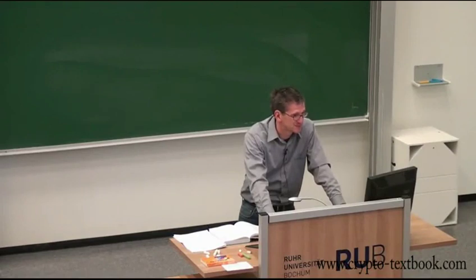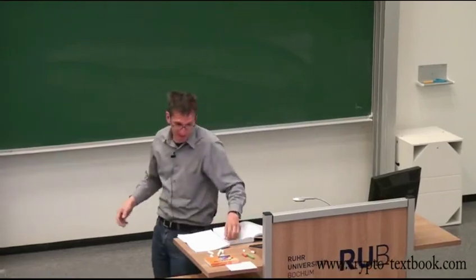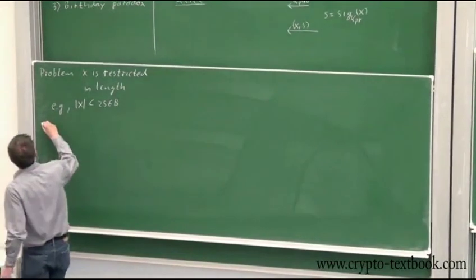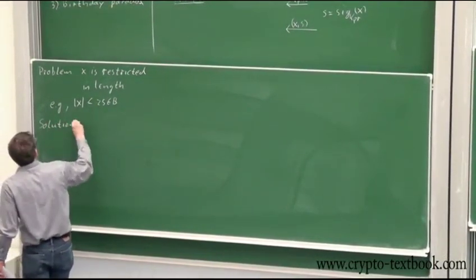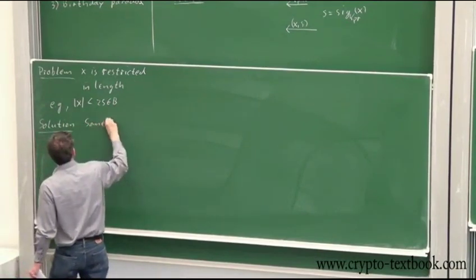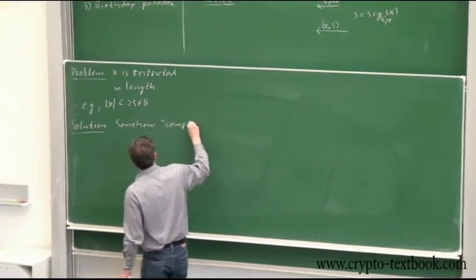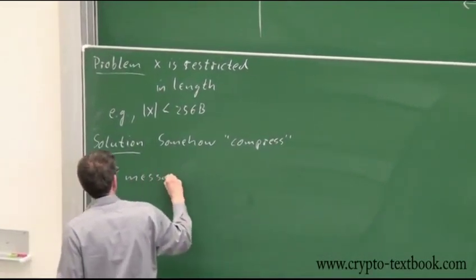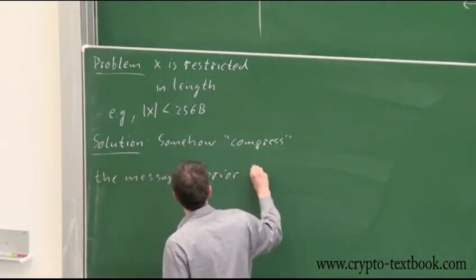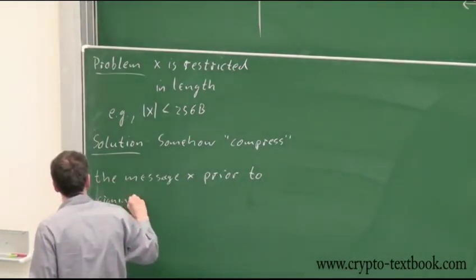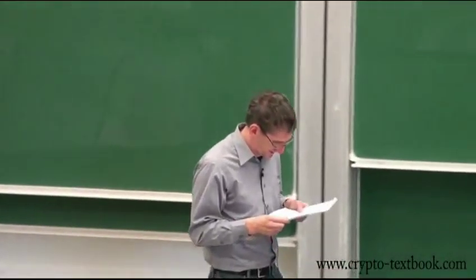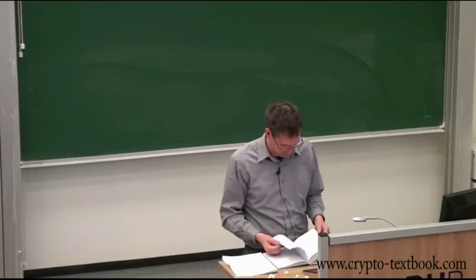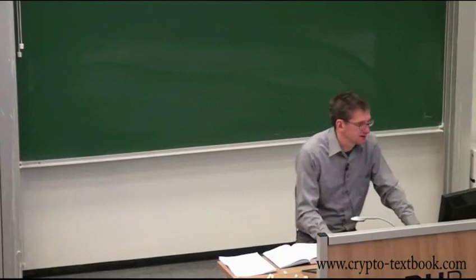Okay, so the question is, what else to do, and the answer to what else to do is we use hash functions, okay? The solution to this problem is to somehow compress the message X prior to signing. Means before we want to sign that, we try to compress it to make it smaller. Okay, so what would that give us?